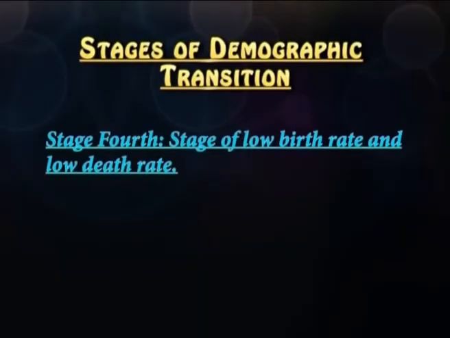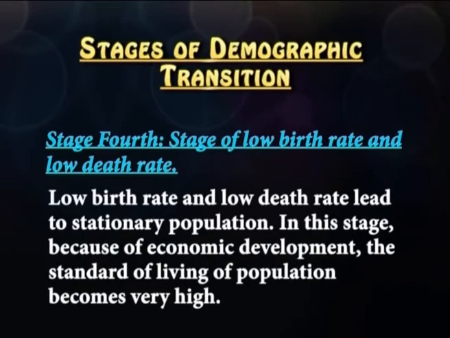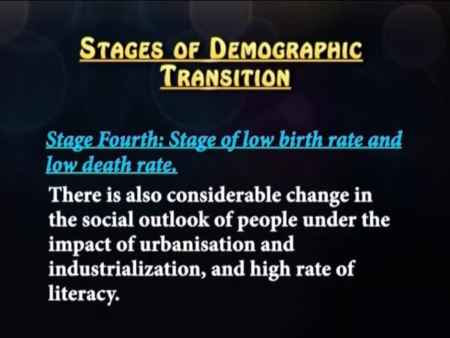Stage 4, stage of low birth rate and low death rate. Low birth rate and low death rate lead to a stationary population. In this stage, because of economic development, the standard of living of the population becomes very high. There is also considerable change in the social outlook of people under the impact of urbanization and industrialization and a high rate of literacy.